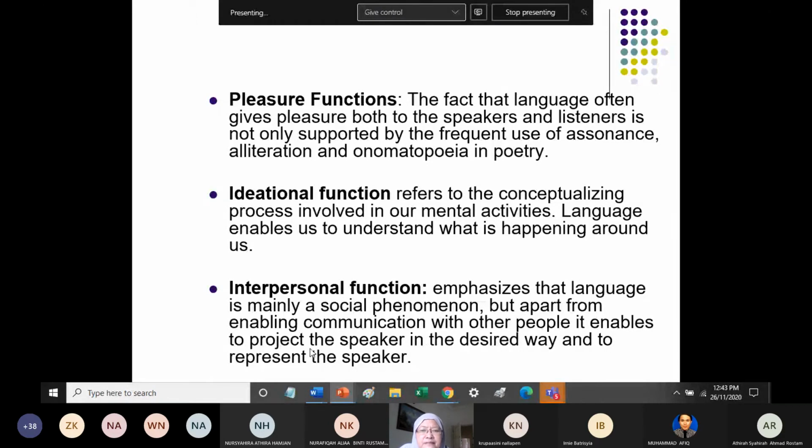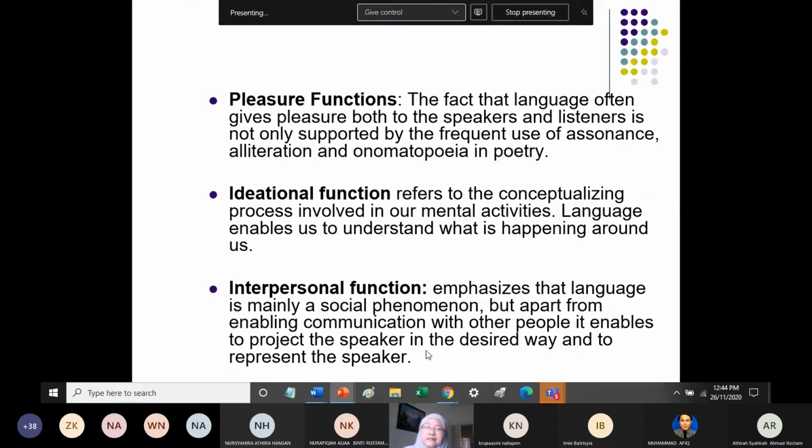Interpersonal function emphasizes that language is mainly a social phenomenon. Apart from enabling communication with other people, it enables the speaker to project themselves in the desired way and to represent the speaker. So interpersonal function is very important in a society. There are some social norms that we observe, unwritten rules that we learn as we grow older, that we need to have interpersonal communication, interpersonal relationship, and that will translate into the role of the speaker, hearer, the situation and so on.